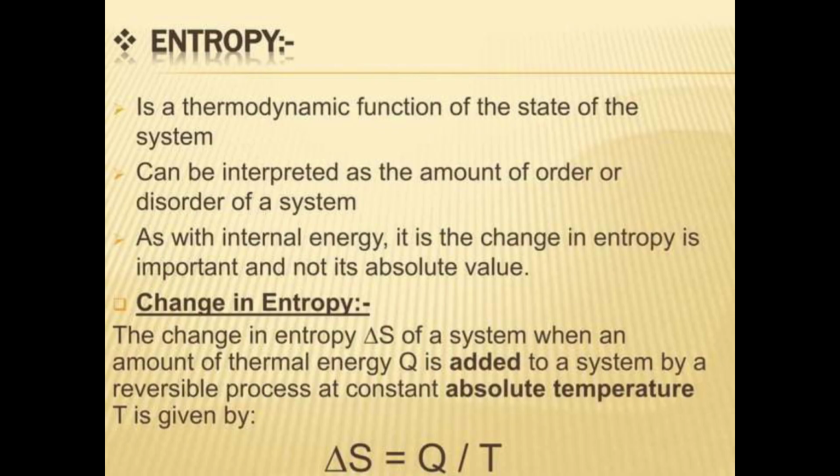The change in entropy, the notation of which is delta S, of a system: an amount of thermal energy Q is added to a system by a reversible process at constant absolute temperature T. Delta S is equal to the total amount of heat divided by the given temperature.